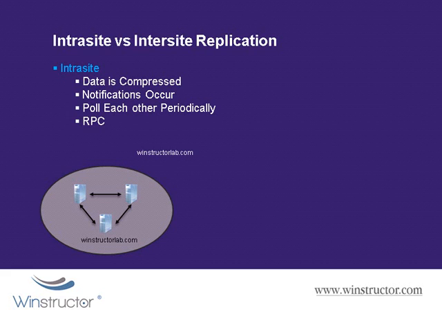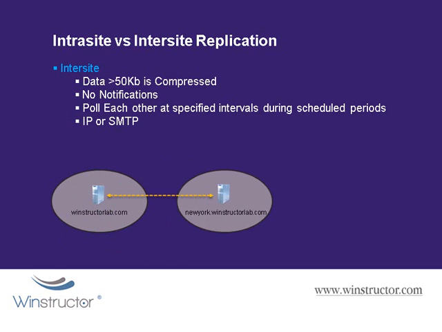Now, when we're dealing with intra-site replication, replication only occurs when a change is notified to its replication partner. The replication partner then pulls the change and merges it into its own database. So if a change is made on domain controller number 1, server number 1 will tell the other domain controllers that it has a change, and then domain controllers 2 and 3 will pull the update from server 1. This replication occurs every 5 minutes using a remote procedure call.